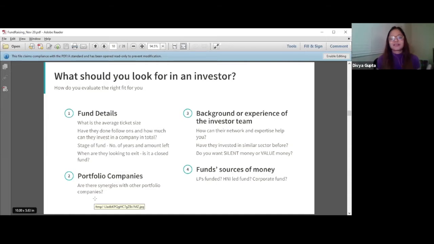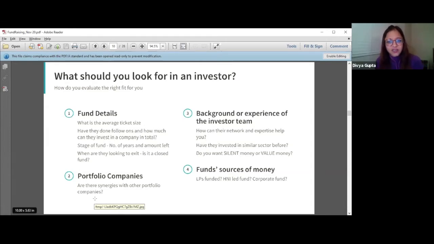This is just one random thought which we recommend our portfolio companies to employ. And it really helps. After the fourth or fifth pitch, you'll realize that your practice has really helped you in becoming more confident. So yeah, next part is what should you look for in an investor?